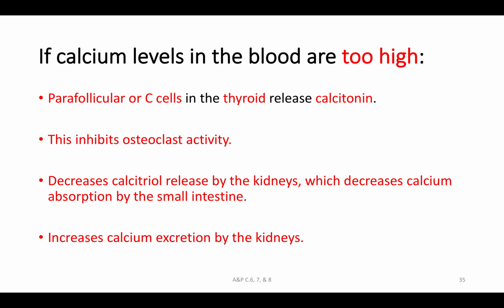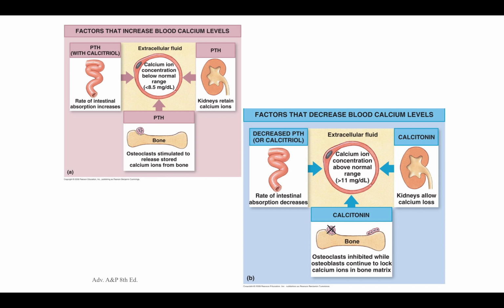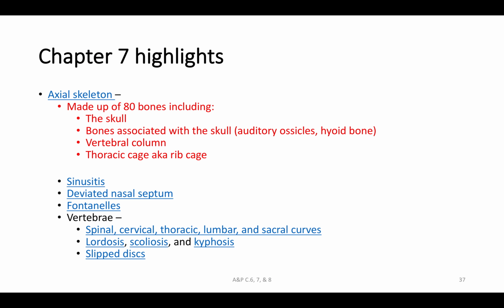If your calcium levels are too high, parafollicular cells or your C cells in your thyroid release calcitonin. Calcitonin is going to stop osteoclast activity. We're going to stop that bone breakdown. It's going to cause a decreased calcium absorption in our small intestine and increases it in the kidneys. Here's some diagrams to help you with that.